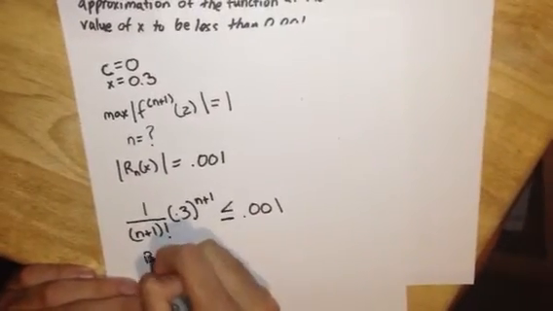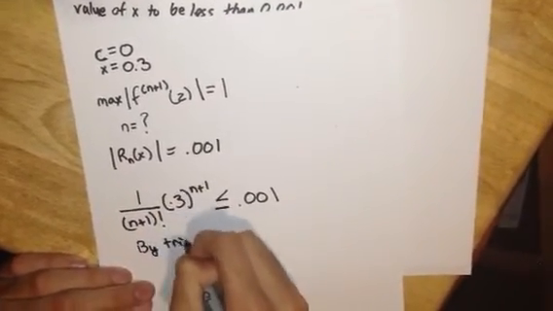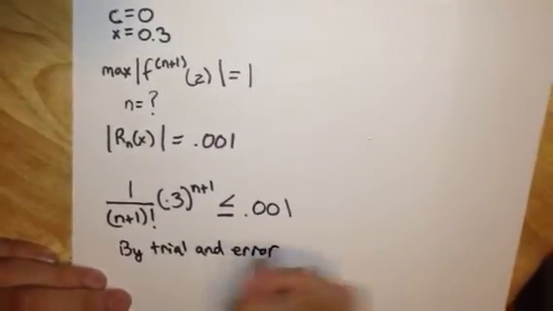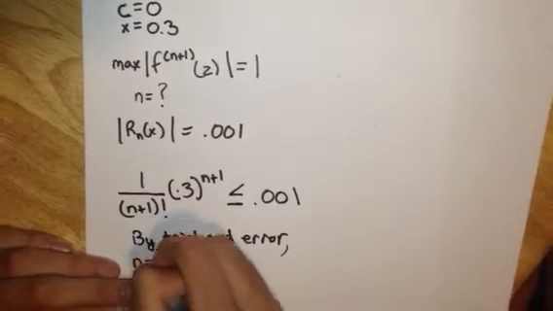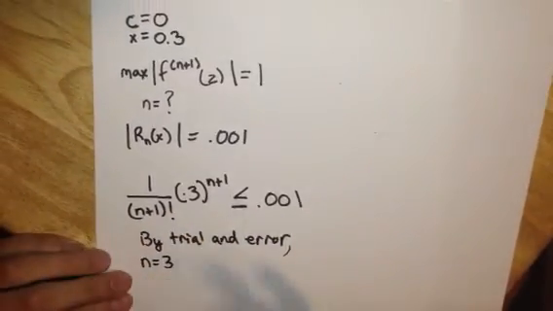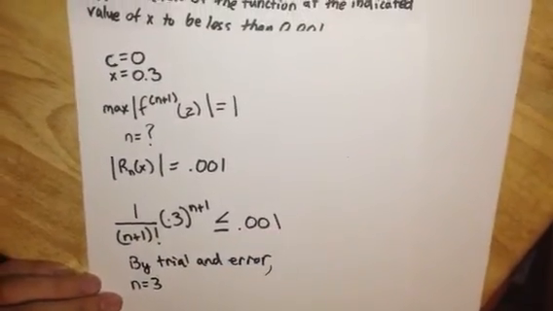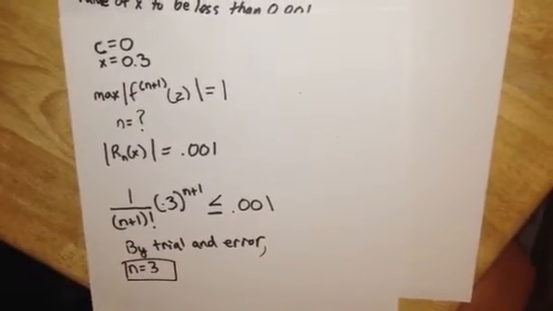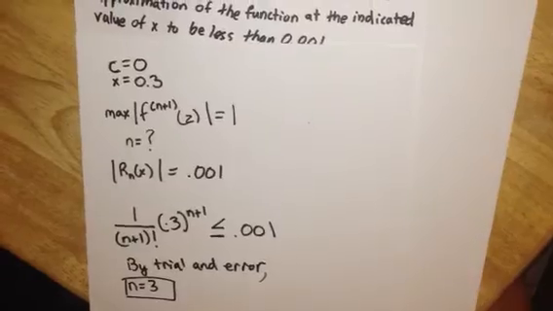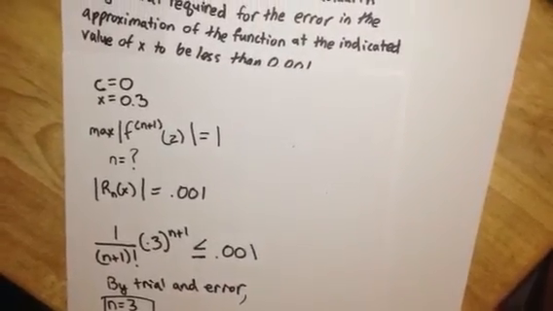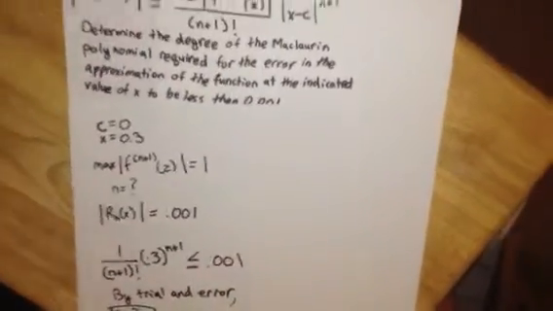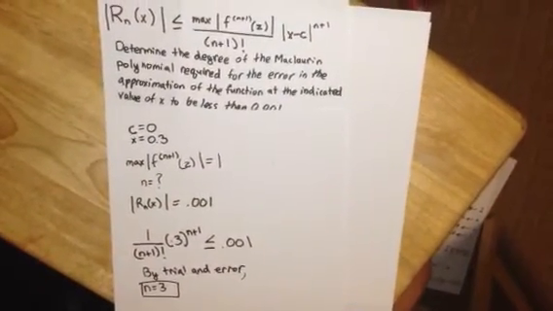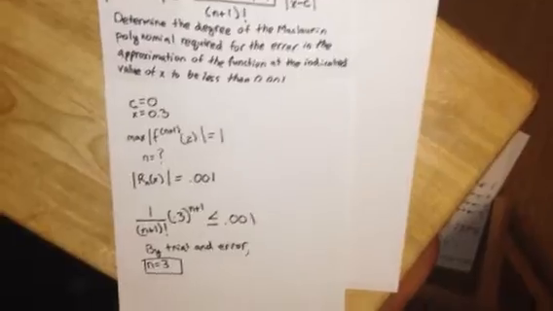So I already found that, and by trial and error, the answer is n equals 3. And at n equals 3, it is less than or equal to 0.001. So that is the degree of the Maclaurin polynomial required for the error in the approximation of the function to be less than 0.001. And anything greater will obviously be less than that too.